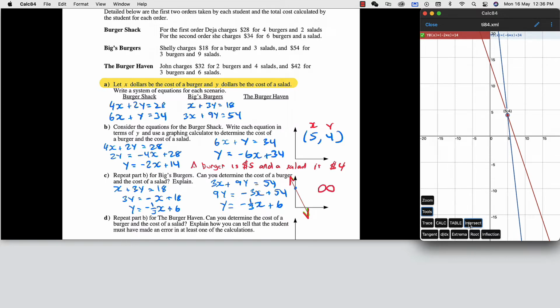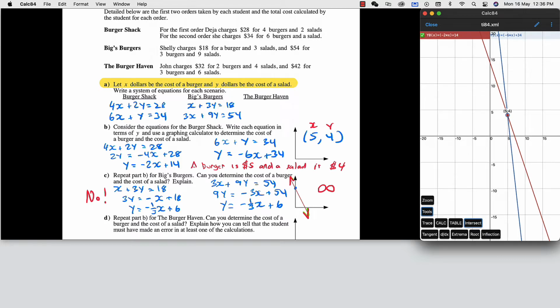And because there are infinite solutions, I cannot specifically say which one of those would represent the cost of a burger and which one of those would represent the cost of a salad. So can we determine this? No.